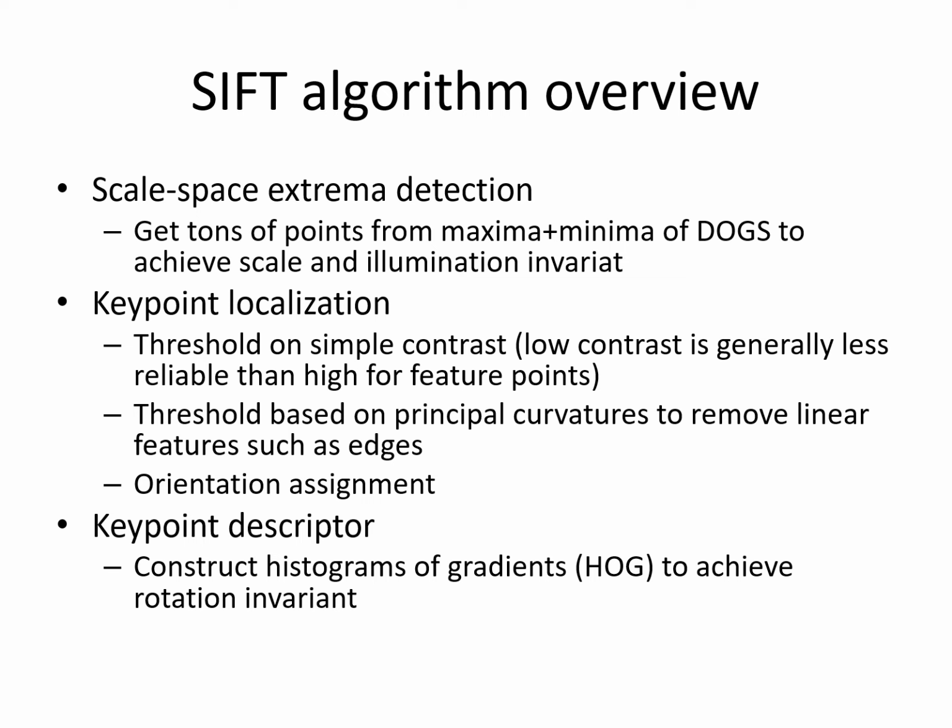Finally, we can see the SIFT overview. In the scale space extrema detection, we get tons of points at the maximum and minimum of difference of Gaussians to achieve scale and illumination invariance. In key point localization, we threshold on a simple contrast, since low contrast points are generally less reliable than high contrast feature points. Thresholds based on principal curvature remove linear features such as edges. Then orientation assignment, then the key point descriptor, which consists of histograms of gradient, HOG, to achieve rotation invariance. These are all about SIFT.